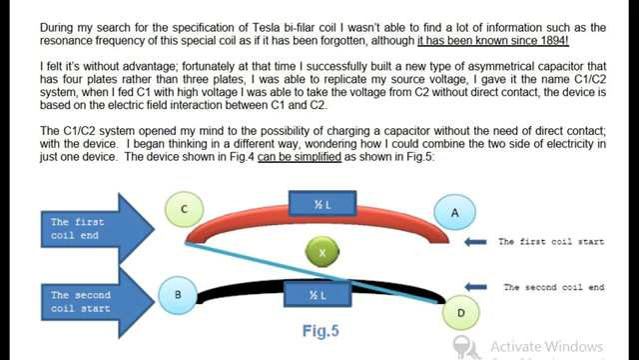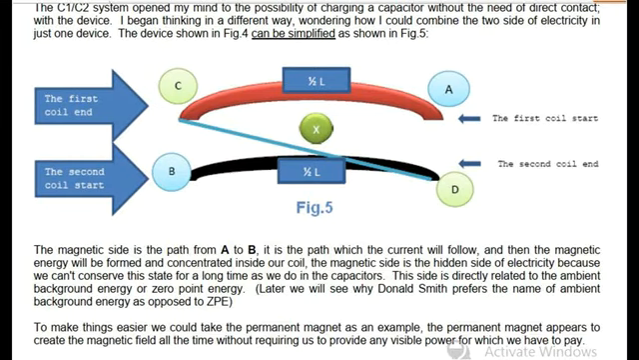The second coil start. The second coil end. The first coil end. The first coil start. The magnetic side is the path from A to B. It is the path which the current will follow, and then the magnetic energy will be formed and concentrated inside our coil. The magnetic side is the hidden side of electricity because we can't conserve the state for a long time as we do in the capacitors.